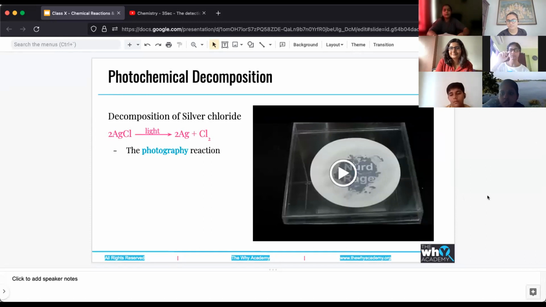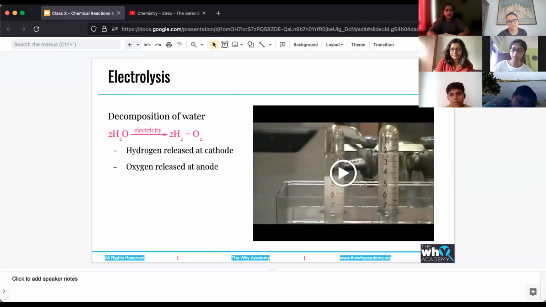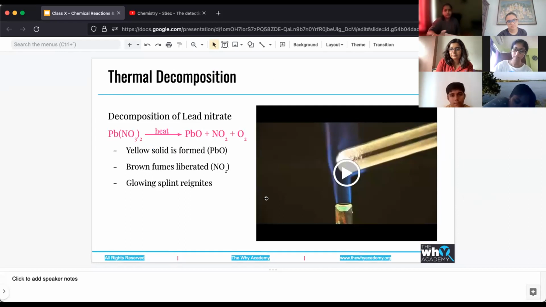Okay, ma'am. So lead is a metal, and of course nitrogen is a non-metal. So when a metal and a non-metal react, it forms salts. So is that why the Pb(NO3)2 is a salt? And also when it is a salt, it can react with acids and bases, both of them, right?